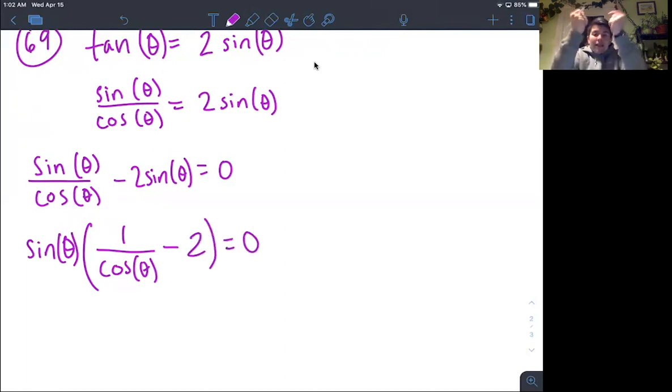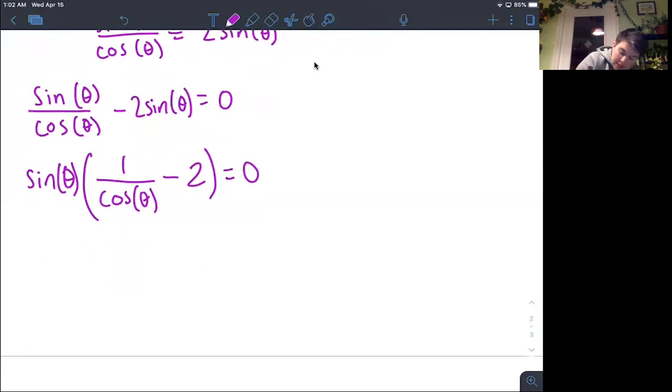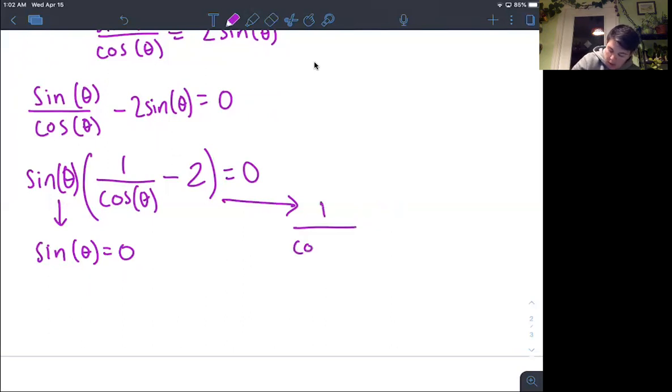So shablam, just like that, I have 2 factors, 2 things being multiplied by each other that equals 0, which means I can split these apart and say, either sine of theta equals 0 or, oops, not 1 minus, 1 over cosine of theta minus 2 equals 0, right?